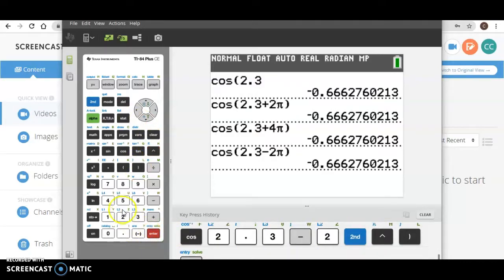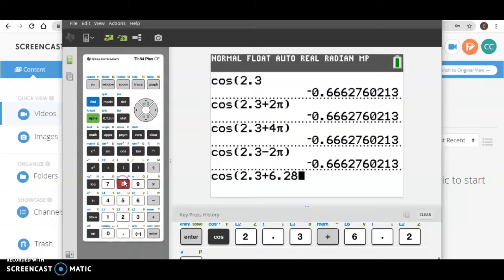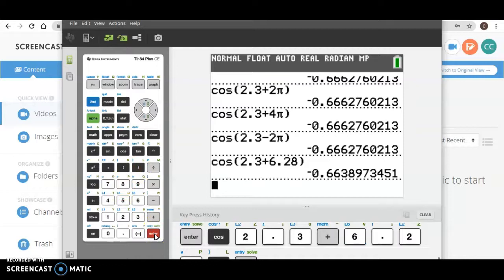Now when I use my estimate and I do cosine of 2.3 and I use an estimate for 2 pi like 6.28, it's not going to be as perfect. It's a little off from what we got for the other answers. And that's to be expected. Because we're using an estimate, we're going to get an answer that's not exact.